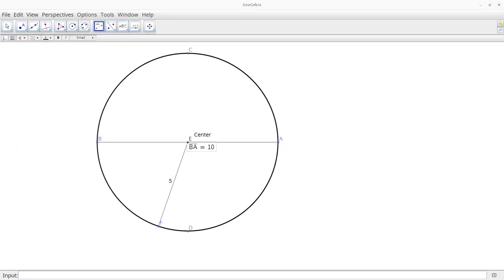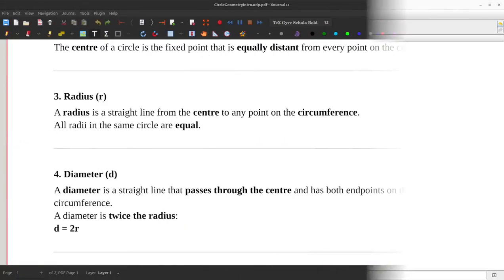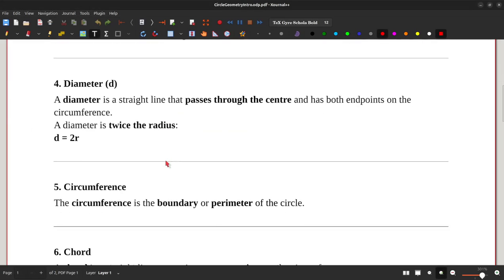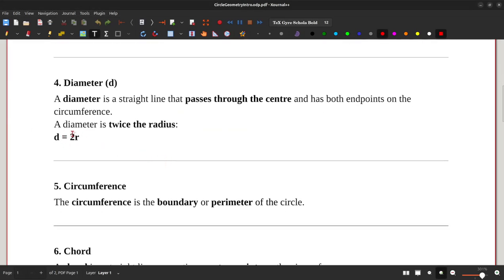So to define a diameter, we say a diameter is a straight line that passes through the center. Very important: it must pass through the center and have both endpoints on the circumference. With a formula, the diameter d is equal to 2 times the radius.